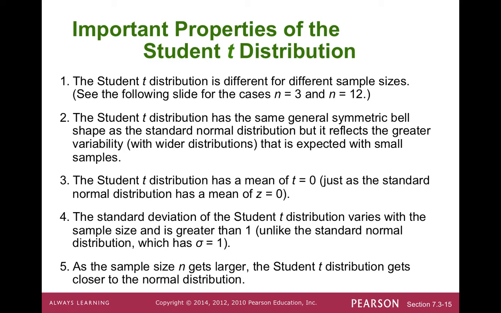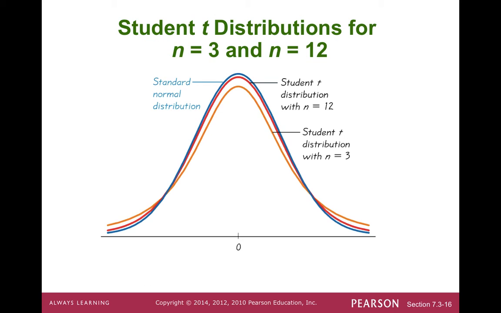With a t distribution, you have a mean of 0, just as the standard normal distribution has a z equaling 0. The standard deviation varies with the sample size and is greater than 1. So in this case, your standard deviation won't be 1, it'll be greater than 1. And as the sample size gets larger, the student t distribution gets closer and closer to that normal distribution, similar to what we saw in the last section with z-scores.